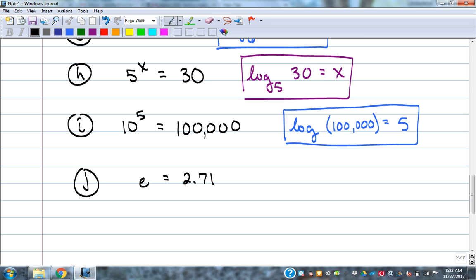All right. So we got E here. So what log is it? Natural log. LN, because E is the base. What's the exponent on that E? If nothing is written there, it's a 1. So we know it's equal to 1. So it's the natural log of 2.71 is equal to 1.